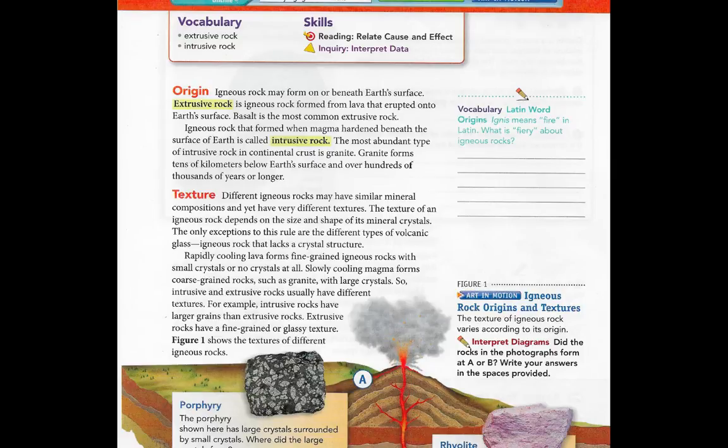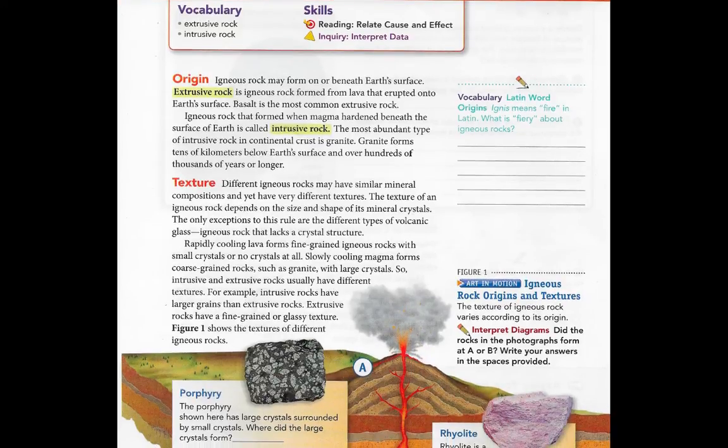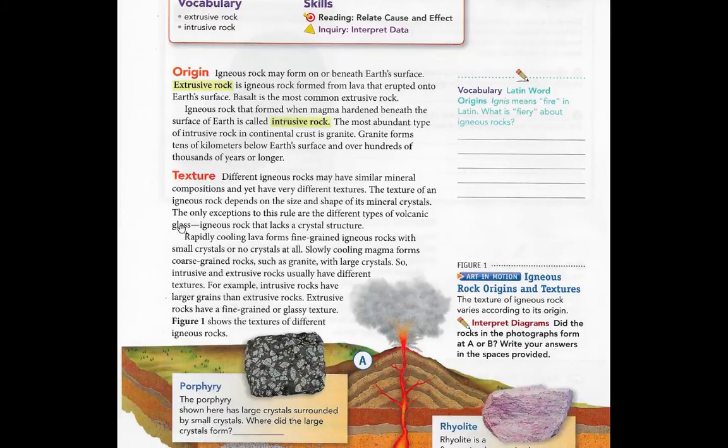Texture. Different igneous rocks may have similar mineral compositions and yet have different textures. The texture of an igneous rock depends on the size and shape of the mineral crystals. The only exception to this rule are different types of volcanic glass, igneous rock that lacks a crystal structure. Rapidly cooling lava forms fine-grained igneous rock with small crystals or no crystals at all. Slowly cooling magma forms coarse-grained rocks, such as granite, with large crystals.